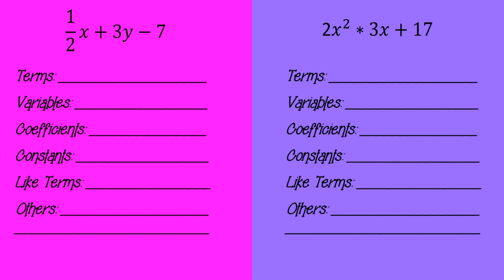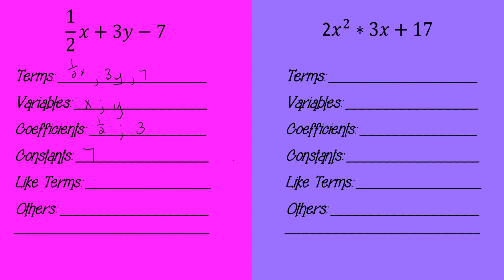All right, so here I have terms. My terms are 1/2 x, 3y, and 7. I have 2 variables this time. I have x and y. Now I have a coefficient this time that's a fraction, and that's okay. My coefficient is 1/2, and the other coefficient is 3. I do have a constant this time.